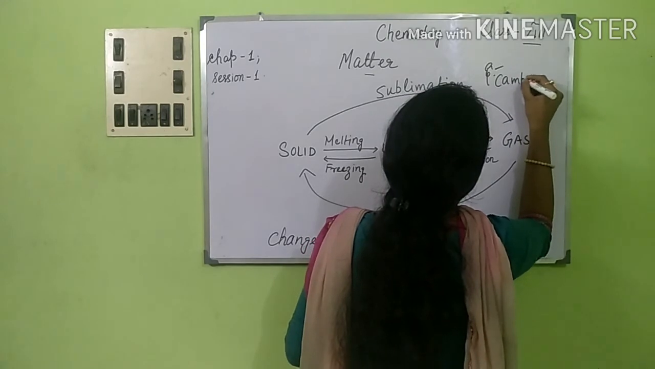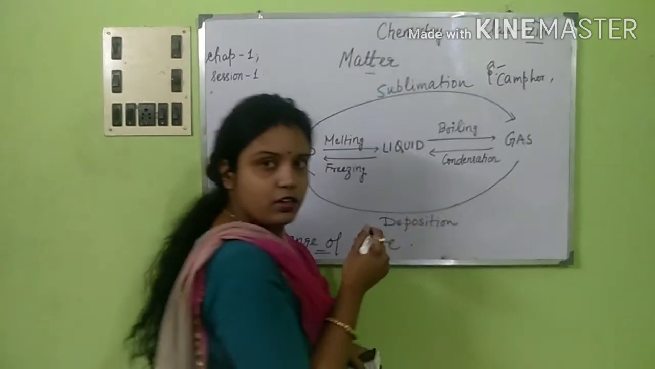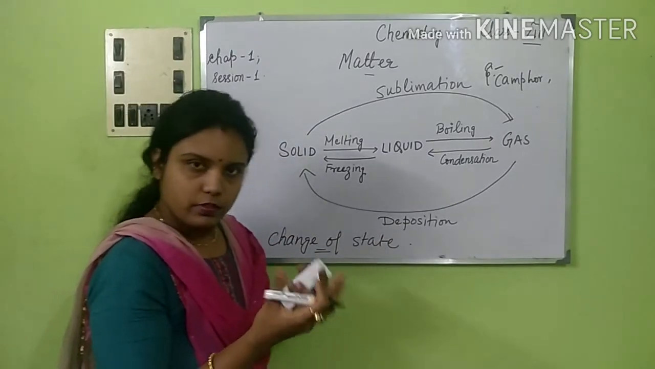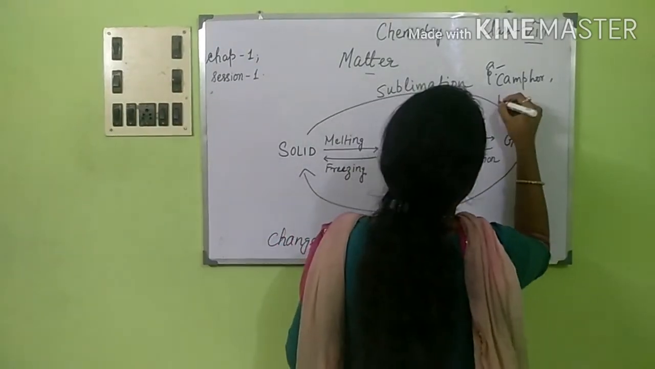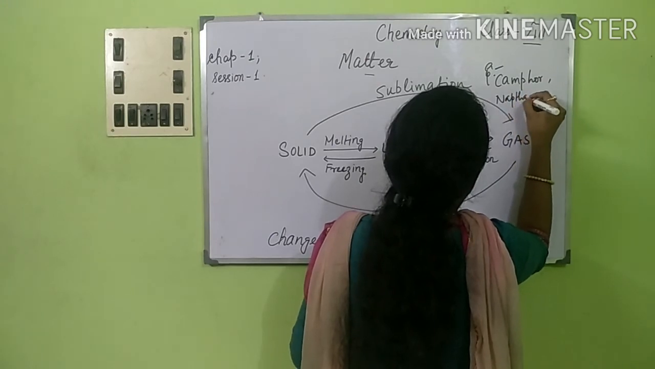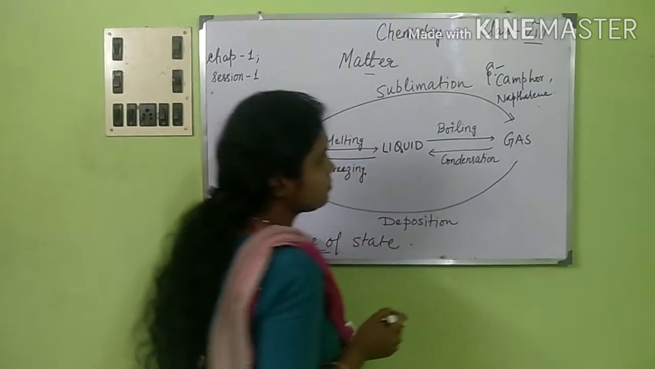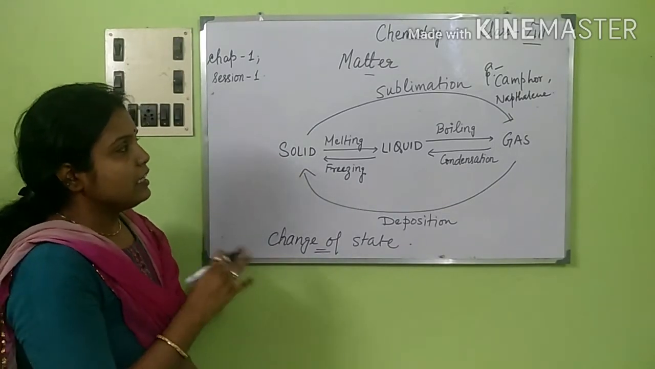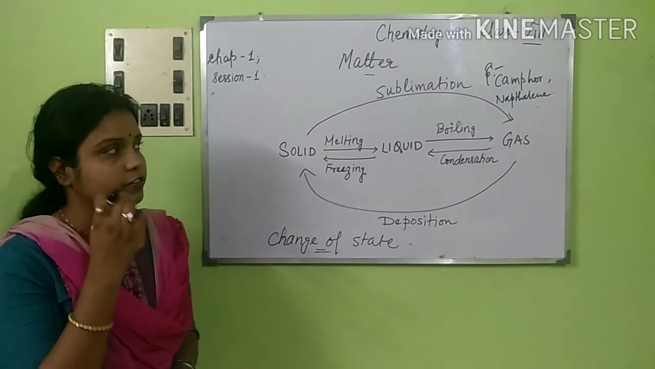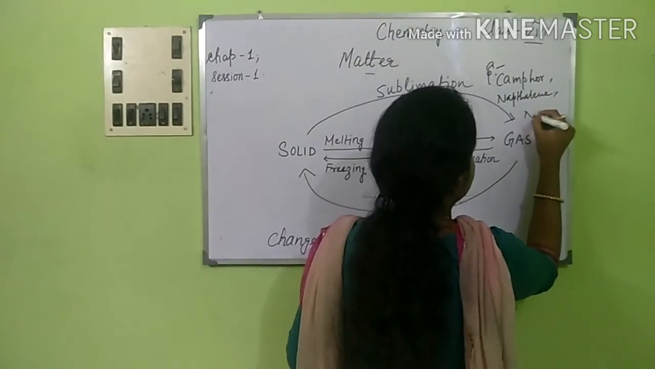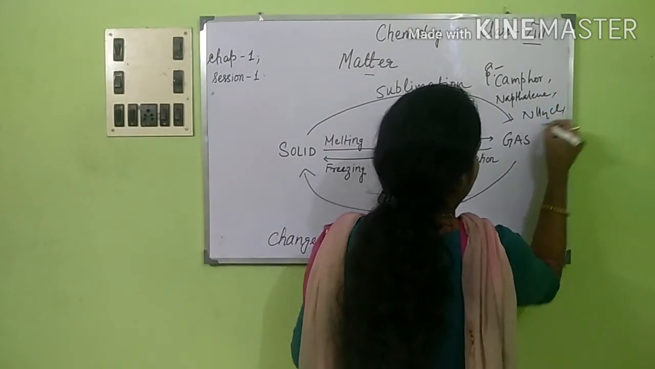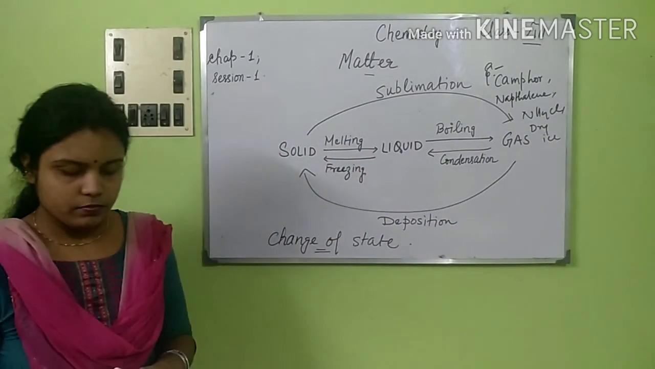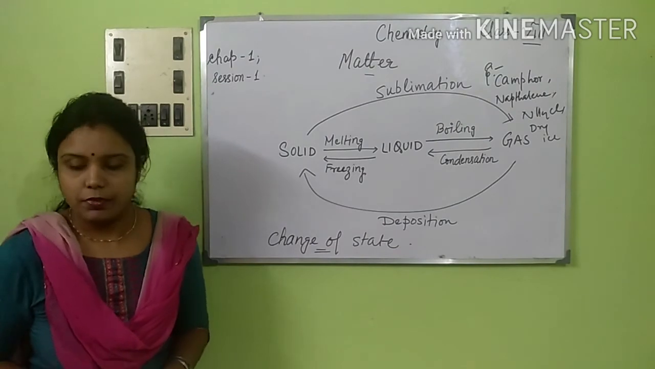Okay, so what are the examples? Examples: camphor, right? It remains solid and then suddenly it goes off; there is only the gaseous form. Naphthalene. Okay, this is another one. Then another one I forgot to mention, NH4Cl, and dry ice. All these are examples of sublimation.